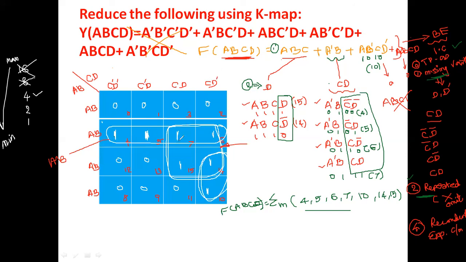Okay. So here what is the common variable? Definitely D is not a common variable. So C is one of the common variables. From here again A bar B bar, A bar B, A B bar. So according to this, B is another common variable.